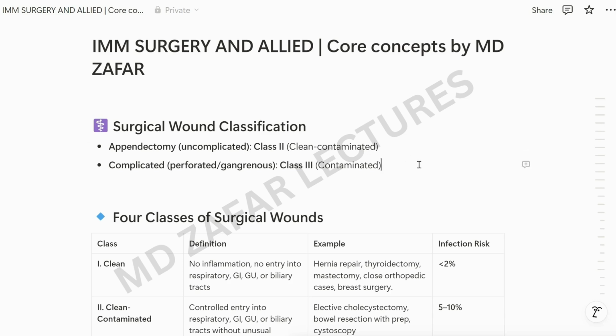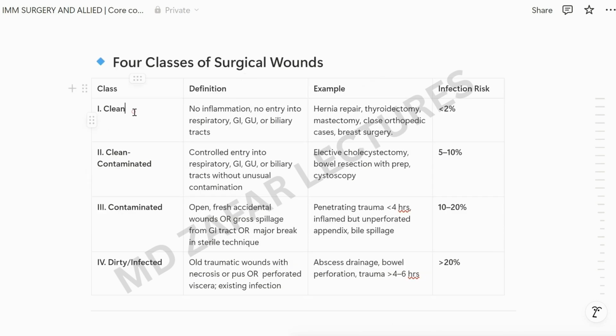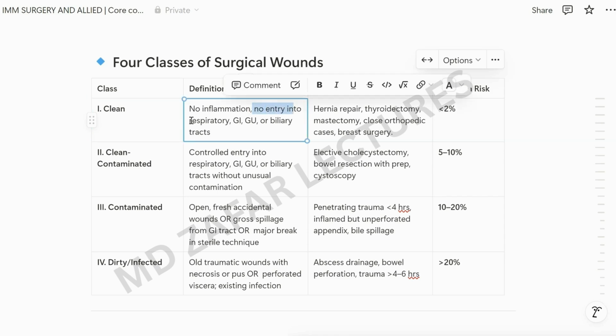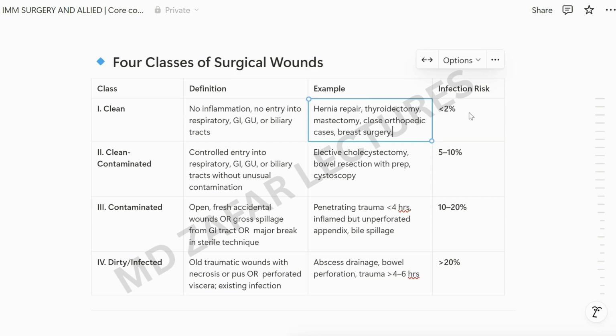So now we will talk about the 4 classes of surgical wounds in detail. The very first class is the clean. In this, there is no inflammation and there is no entry to any system of the body, including the respiratory, GIT, genitourinary, or biliary tract. The examples include hernia, thyroidectomy, mastectomy, other breast surgeries, and closed orthopedic cases. And the chance of infection is less than 2%.